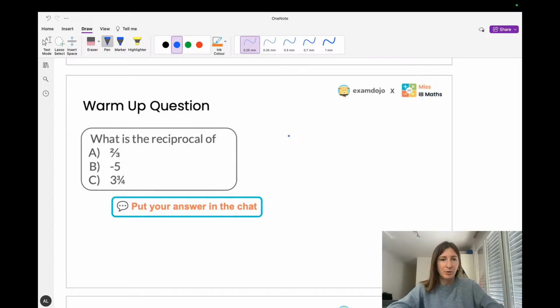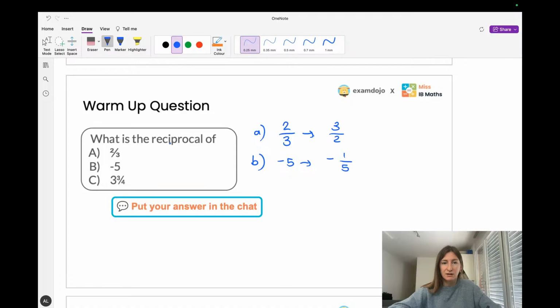All right. So reciprocal. For 2/3, the reciprocal is just when we flip it on its head, so for this one, it would be 3/2. For b, -5, the reciprocal is -1/5. Note that I'm saying reciprocal and not negative reciprocal. When you're doing tangents and normals, that's the negative reciprocal, so you go from a positive to a negative or a negative to a positive. But here it's just reciprocal. So we just flip it on its head.